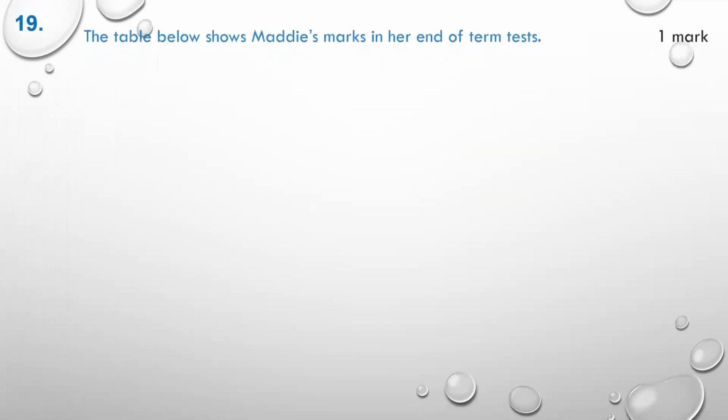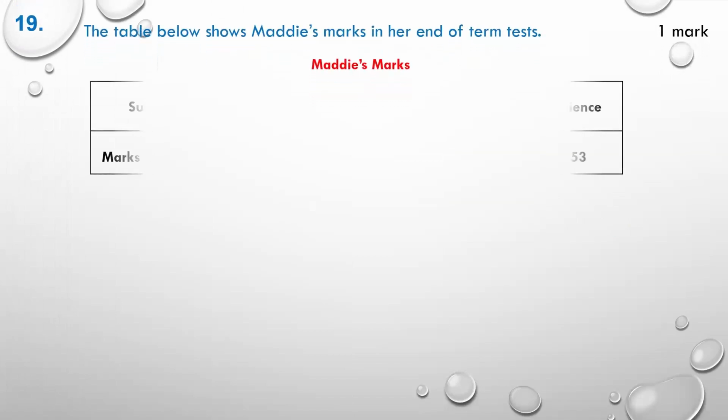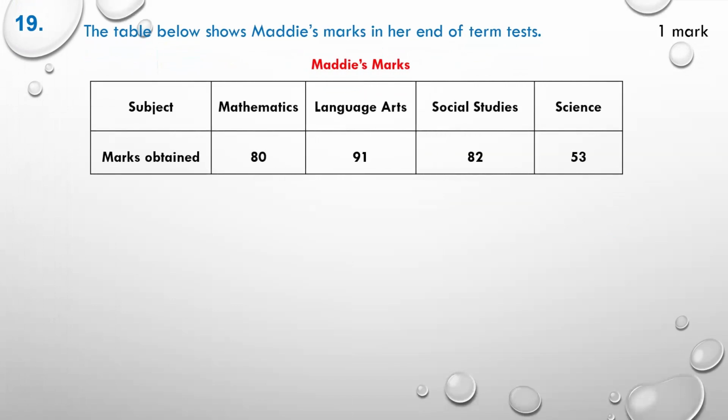Let's go on to 19. In that question, the table below shows Maddie's marks in her end of term test. So there were 1, 2, 3, 4 subjects that Maddie wrote, and her marks obtained were 80, 91, 82, and 53. What was Maddie's mean mark? So her mean mark would be what those things average out to be.